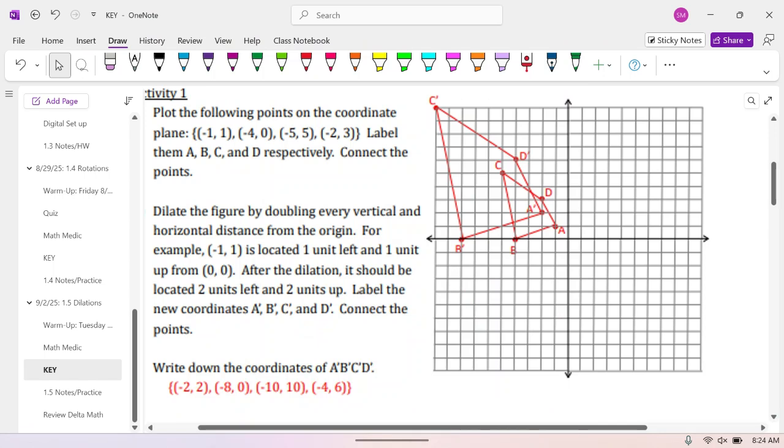All it asked us to do in activity 1 was to first graph them and then figure out the coordinates between our pre-image and our image. So, ABCD is the smaller figure. Your image is your larger figure. So that's where your primes are.